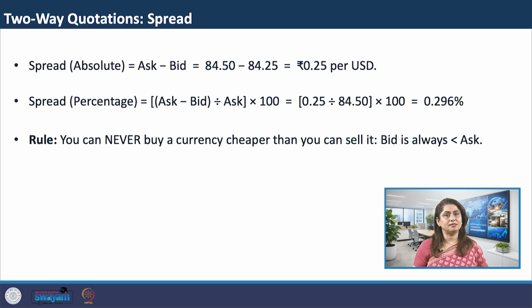In the above example, you can see that bid is lower than ask. The final rule to remember is very important. Bid is always lower than ask. In other words, a customer cannot buy a currency at a lower rate than the rate at which the bank is willing to buy it back. That difference is the dealer's margin and compensation for providing the quote.